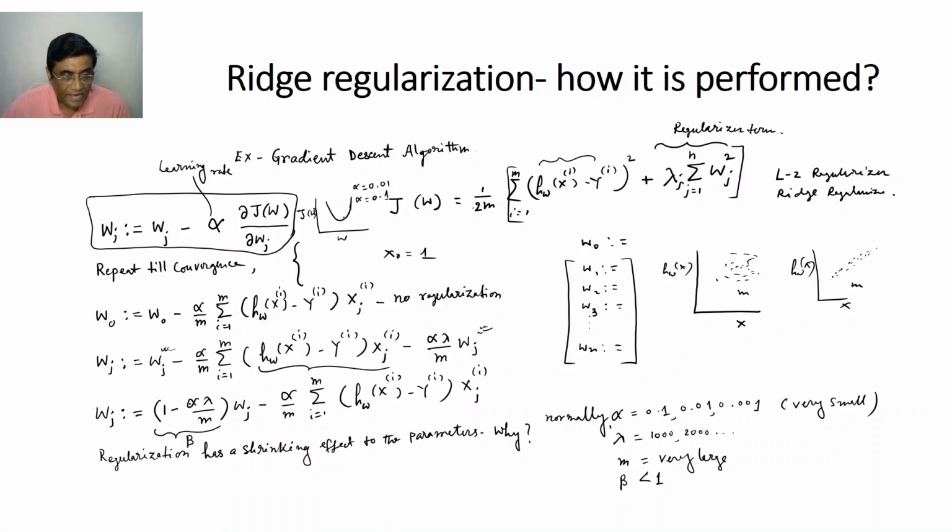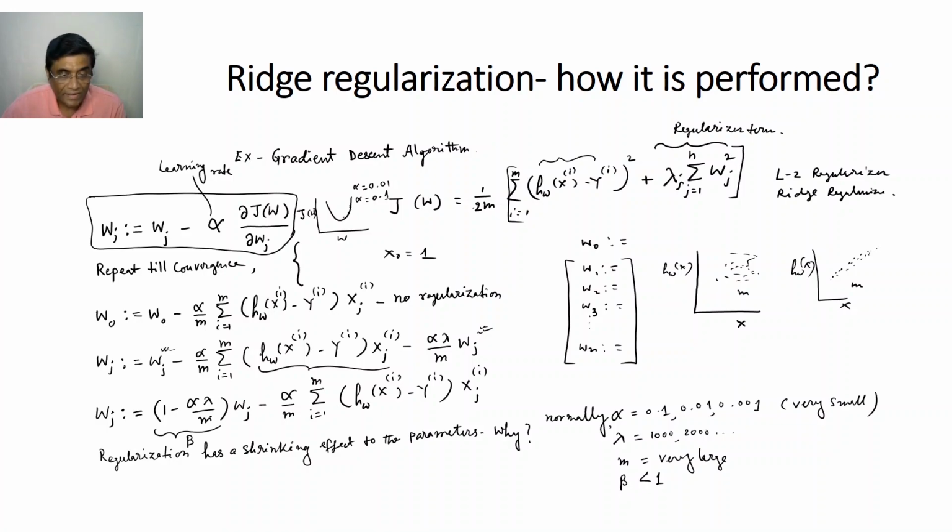So this is as simple as this. So look at this term here: 1 minus alpha times lambda divided by m. Alpha itself is small, 0.1, or a fraction like 0.01, 0.001. And lambda, you can just assign some 1,000, 2,000, something like that. M is very, very large, 30,000, 40,000, 50,000. So this term itself is very, very small. It's a fraction, 1 minus some fraction.